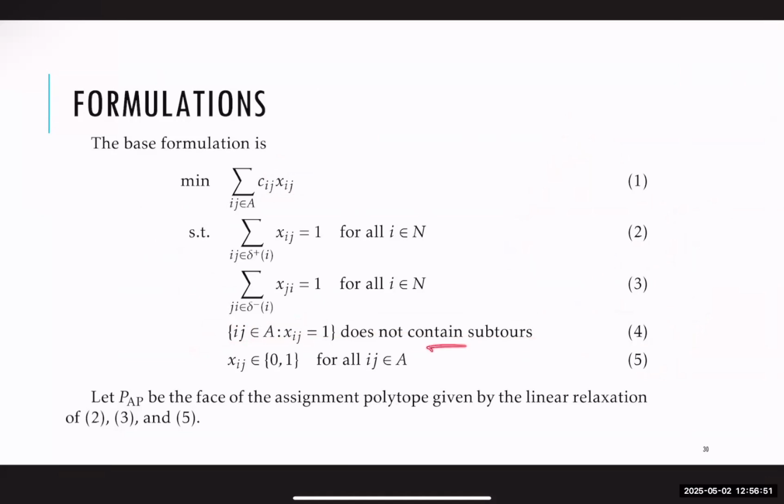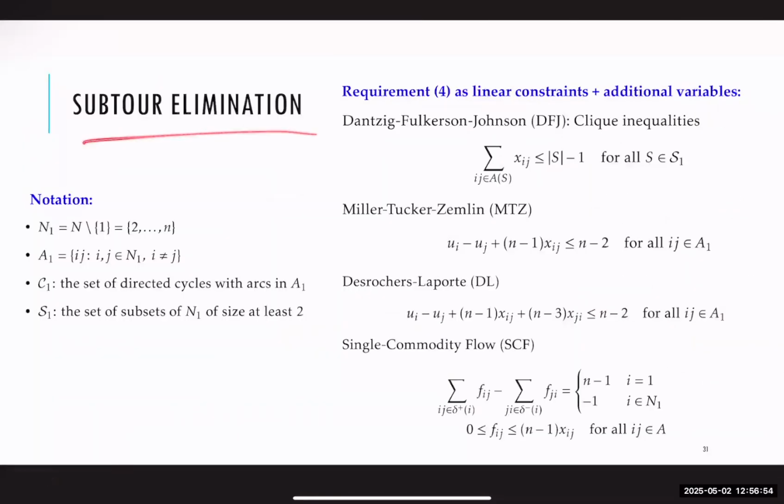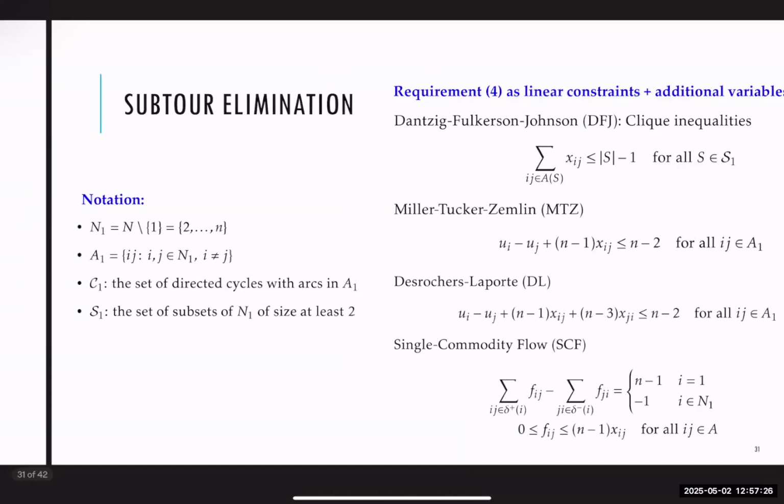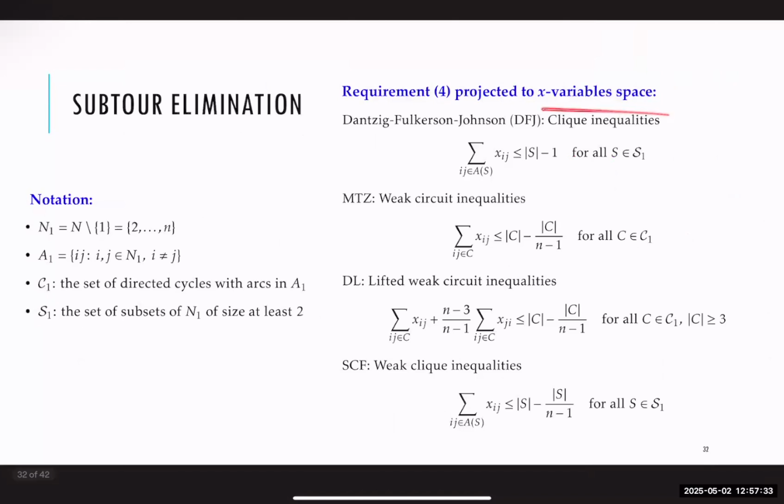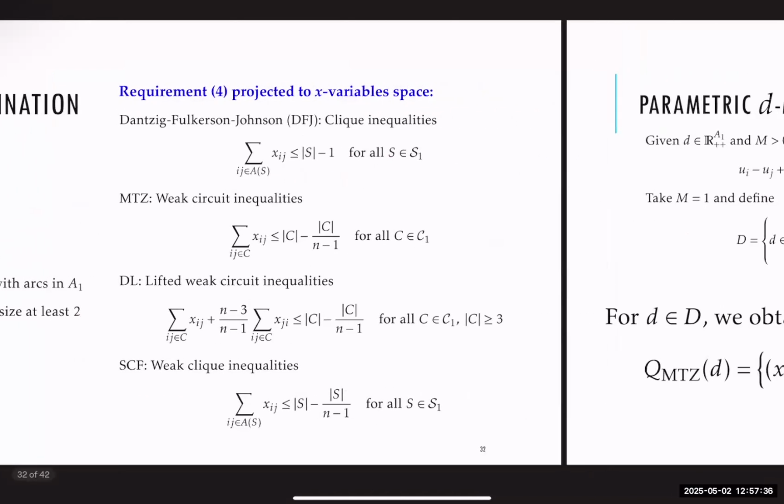There are many ways of doing this. For instance, typically if you remove one starting node, let's say 1, you have the nodes and the arcs not considering 1, and the cycles and subsets of vertices that also do not consider 1. With this notation, you can define the Dantzig-Fulkerson-Johnson inequalities to avoid subtours, the MTZ formulation, the flow formulation, and the single commodity flow formulation. All of these formulations are a representation of this requirement, no subtours. And you can project this into x variables for all these formulations. I will skip that part.